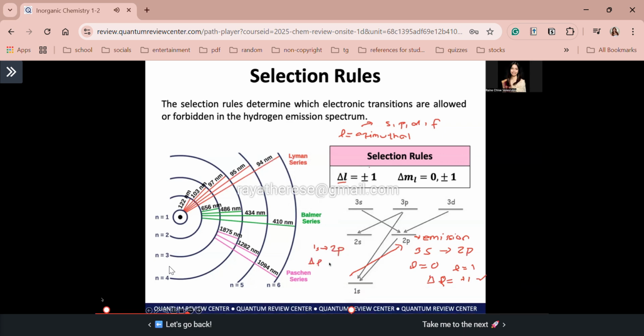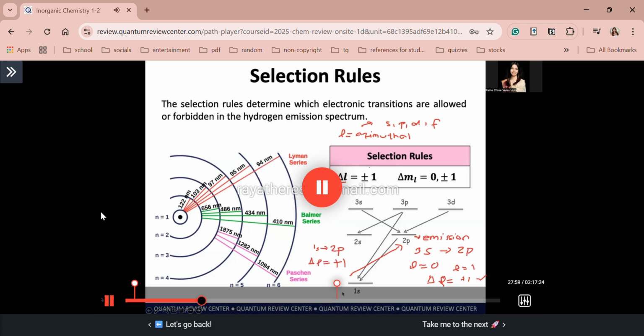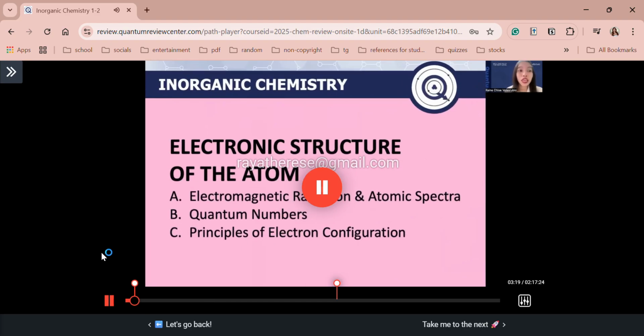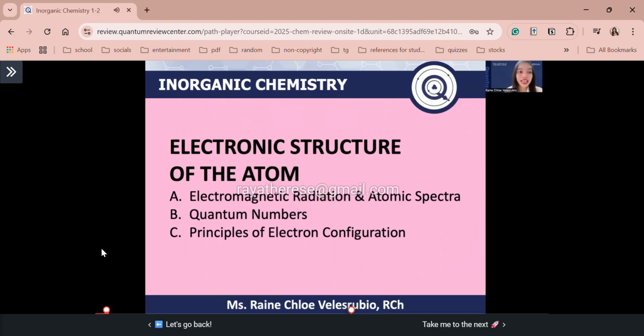So the change in L there is also equal to +1. Okay? Then, since it moved, now let's go to our first topic, electronic structure of the atom, where we will discuss first electromagnetic radiation and atomic spectra, followed by quantum numbers and the principles of electron configuration. We will just re-establish and recall the foundational concepts that you have learned in college. Okay, let's go.